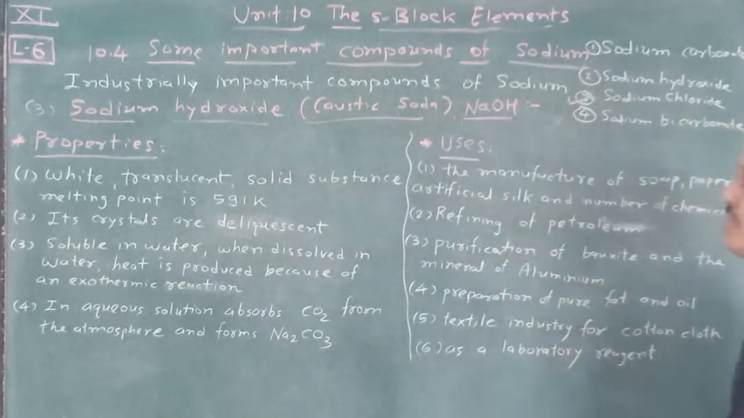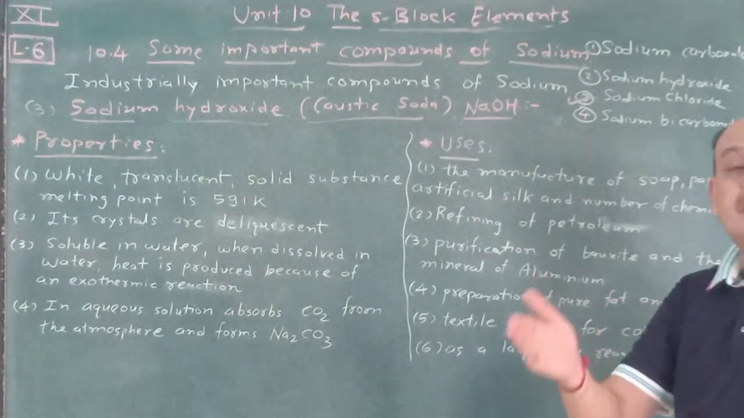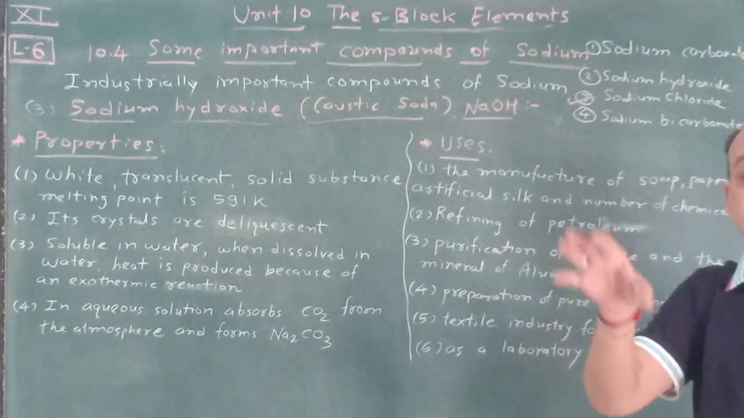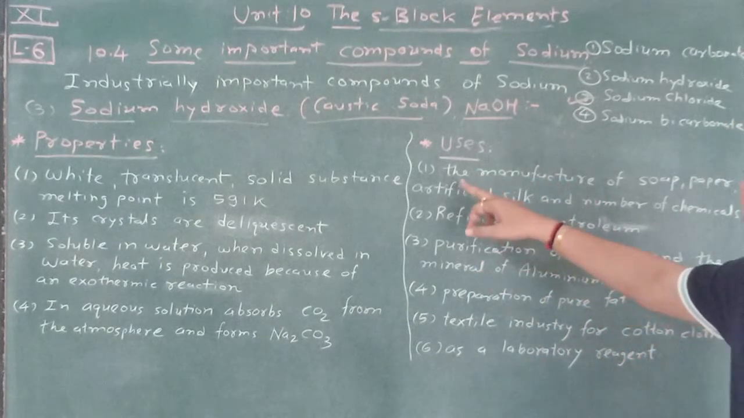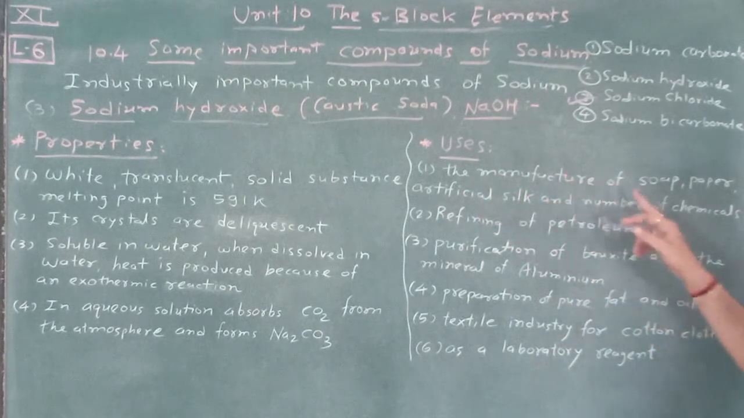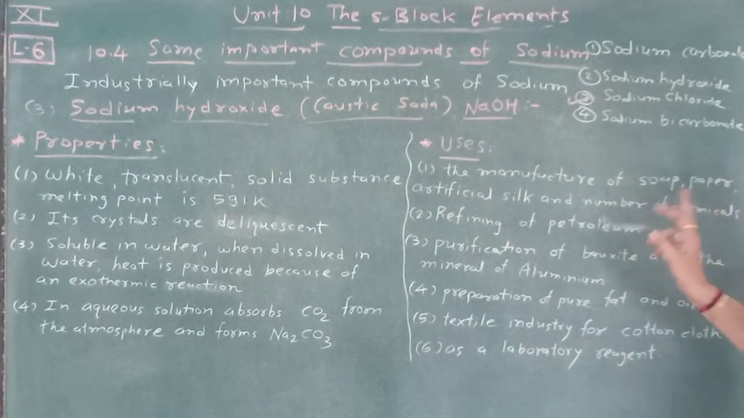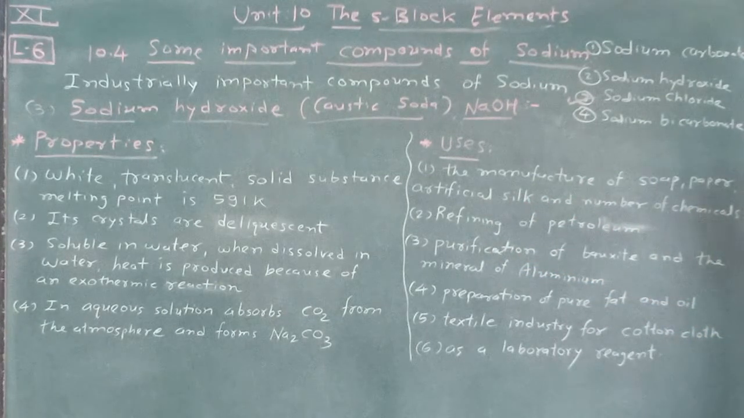Now we see uses. Uses are very simple. First is the manufacture of soap, because you know that the sodium stearate of fatty acids reacts with sodium hydroxide. So it's very important, and that's why saponification is obtained here. The manufacture of soap, paper, artificial silk, and a number of chemicals. A number of chemicals are prepared by this sodium hydroxide.